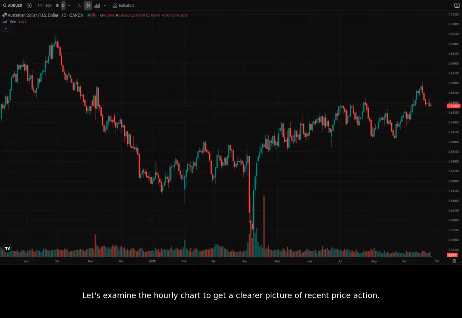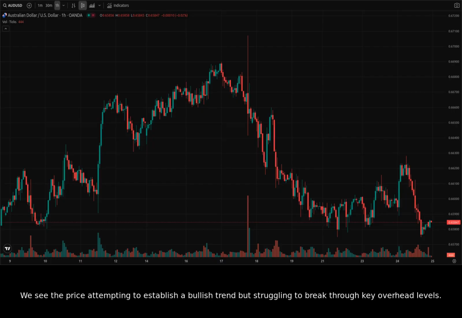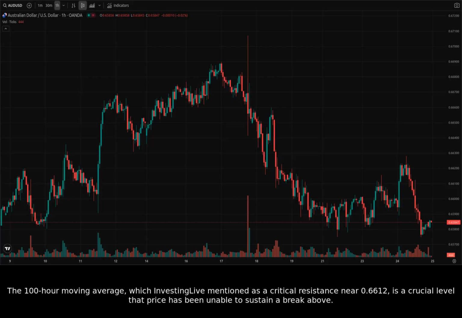Let's examine the hourly chart to get a clearer picture of recent price action. On the 1-hour chart, focusing on the recent period from September 4th to September 9th, we can observe the tighter oscillations. We see the price attempting to establish a bullish trend, but struggling to break through key overhead levels. The 100-hour moving average, which Investing Live mentioned as a critical resistance near 0.6612, is a crucial level that price has been unable to sustain a break above.